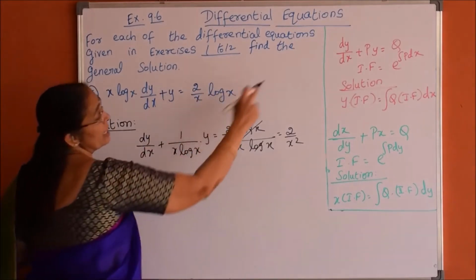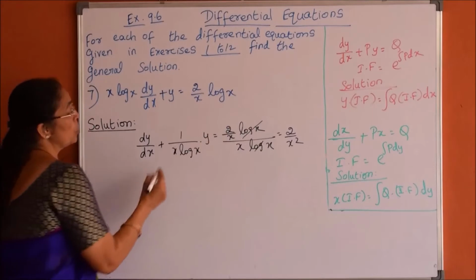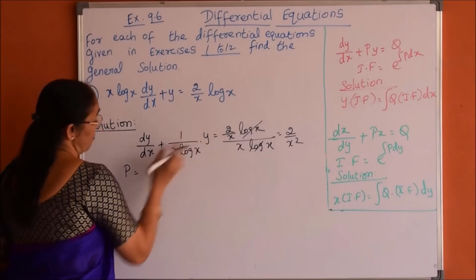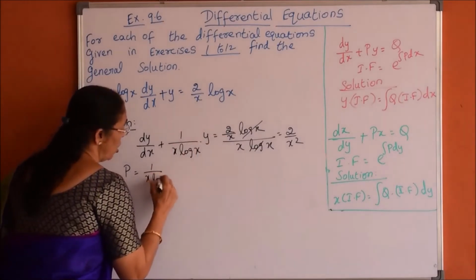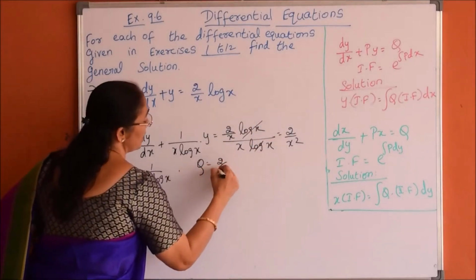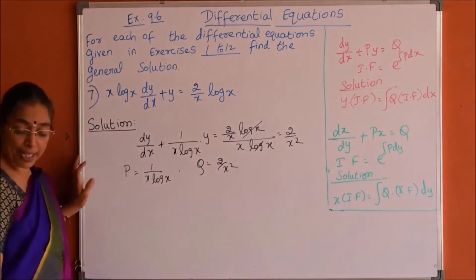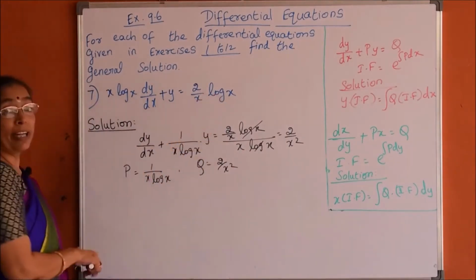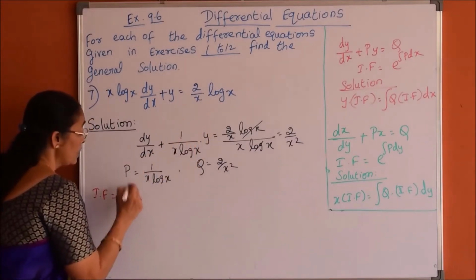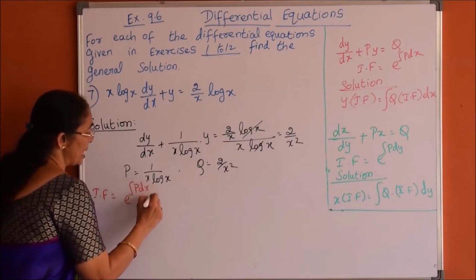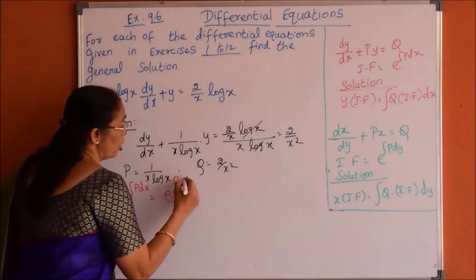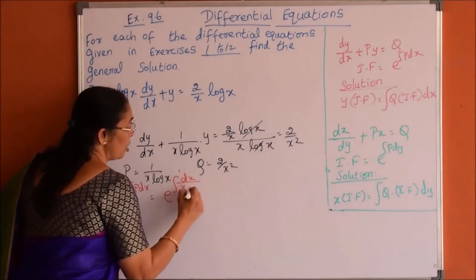So comparing this with dy by dx plus py is equal to q, our p value is nothing but a function of x into y. So p is 1 by x log x and q is a function of x, which is 2 by x square. So we found it is the first form. We have to find the integrating factor. So our integrating factor is nothing but e power integration of p dx, which is e to the power of integration of 1 by x log x, which is dx by x log x.